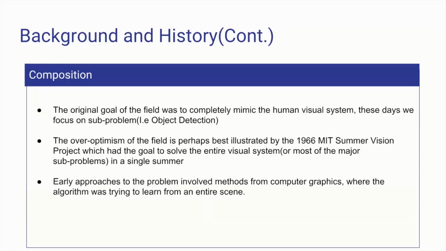So early approaches to the problem involved methods from computer graphics, where, in general, the algorithm was trying to learn from the entire scene. Generalized scene understanding and sentiment were some of the major problems that were at least attempted to be tackled. But shortly after that, we learned that the algorithms of the time were not up to the task, and we would have to attempt some lower level analyses of simpler problems.